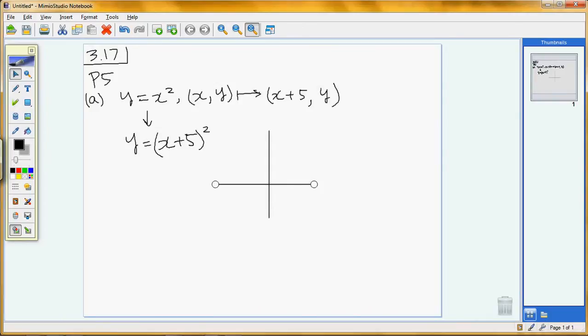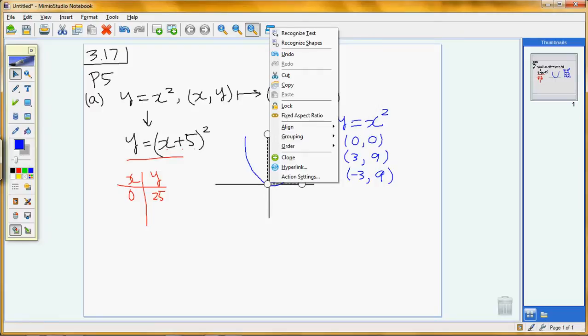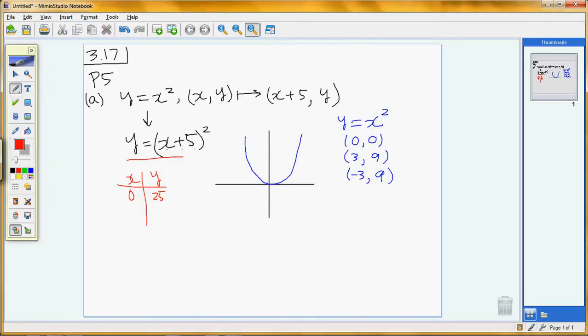The graph of y equals x squared will be something like this. If x is 0, that'll be 0 squared. If x is 3, then y will be 3 squared, which is 9. If we have negative 3, that will be negative 3 squared, which is also 9. But let's say we have some other number. If we put 0 for x, that would be 0 plus 5, which is 5, and squared, that's 25. So it would be the point (0, 25), all the way up there.